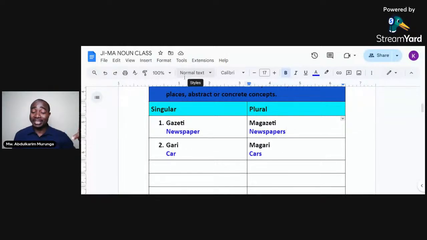So I'd also like you to participate. You write any other example in the comments. Okay, 2, gari. Gari is a car. If there are many, we say magari. Gari, magari.